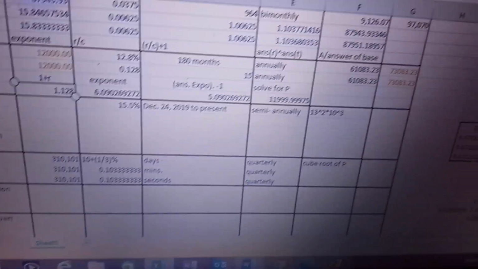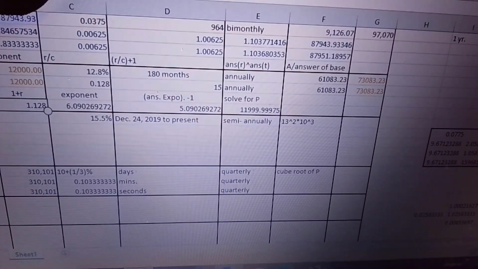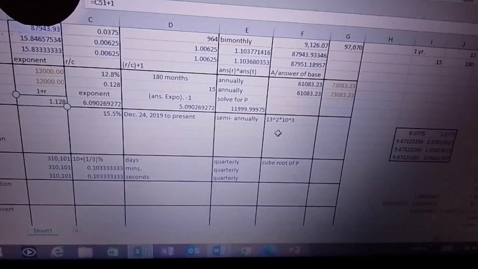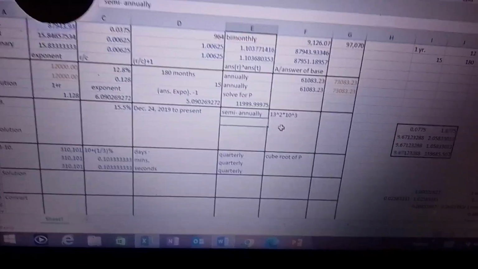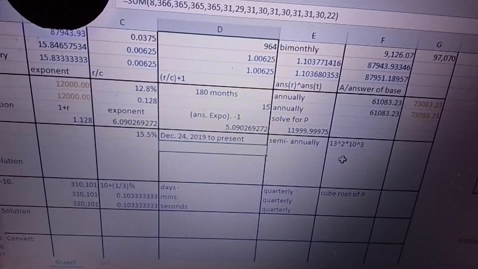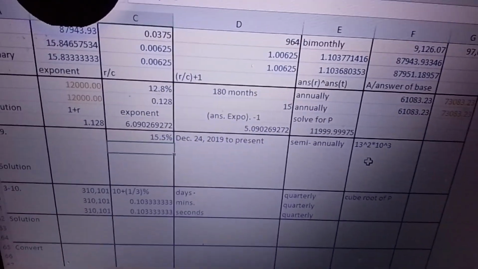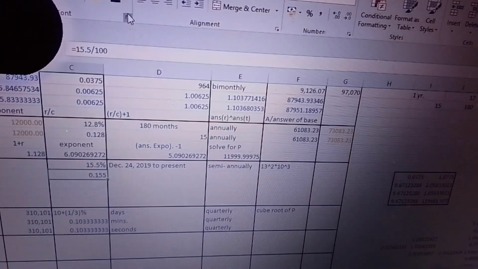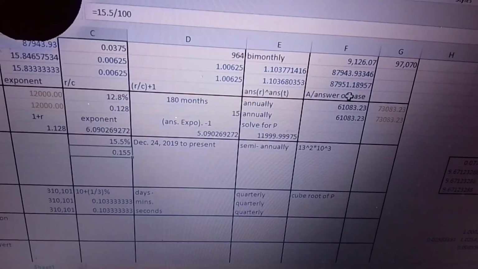So going now to number 9. Di ba, remember this is number 9. So we have our principal which is not known, and our rate, and our time, and our semi-annually. So di ba, remember this is what I've done here. Ang ginawa ko dito ay, ito yun. First, remember yung 15.5%, I need to divide it by 100. And doing so will give me 0.155. Di ba?